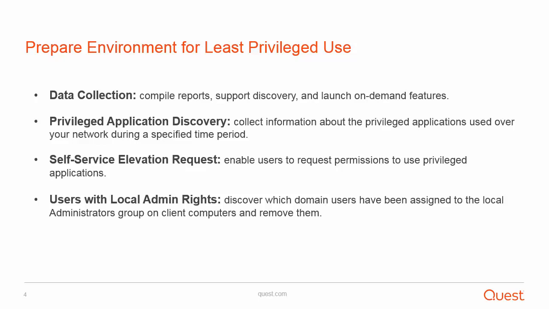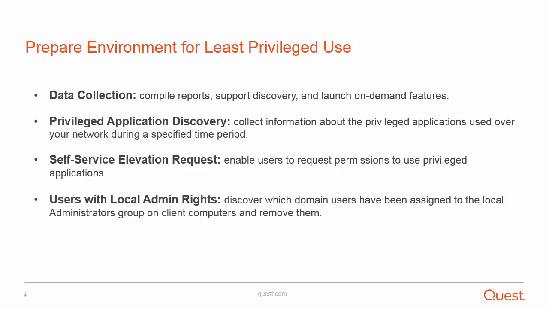Privileged application discovery is used to collect information about the privileged applications used on your network during a specified time period. By default, once this feature is enabled, it is set to collect information for 2 weeks, but you can adjust this setting.